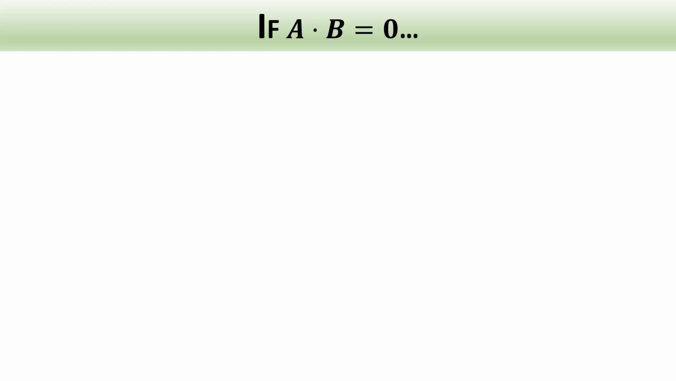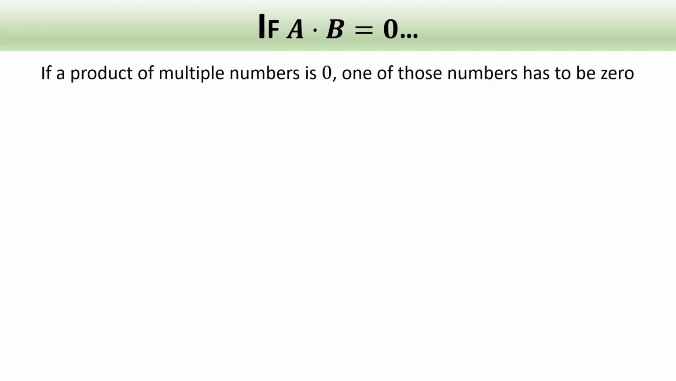We have spent a lot of time on factorizing formulas, and now we will see why. The reason is that whenever we have a product, a multiplication, of which the result is 0, we know something about the factors of that multiplication. The rule is: if a product of multiple numbers is 0, then one of those numbers has to be 0. So let's see how that comes about.